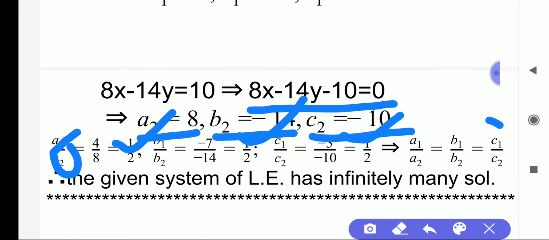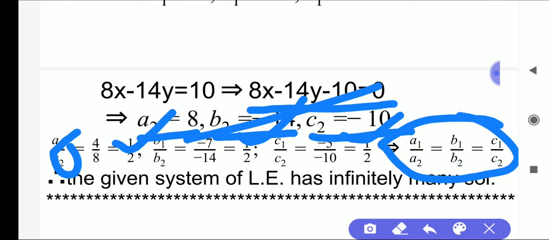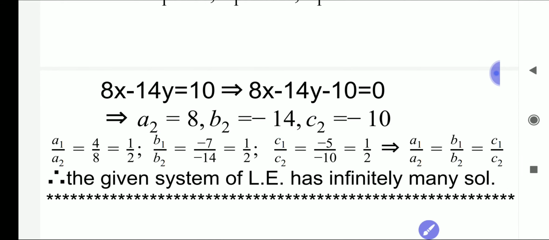So, a1 by a2 is equal to b1 by b2 is equal to c1 by c2. Therefore, the linear equations represent coincident lines. So, they have infinitely many solutions.